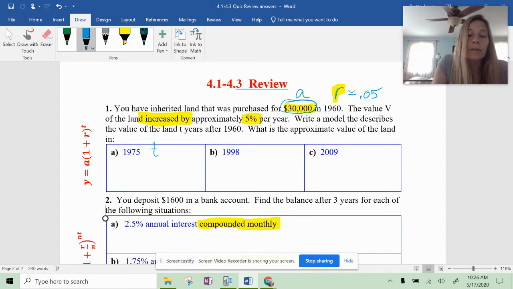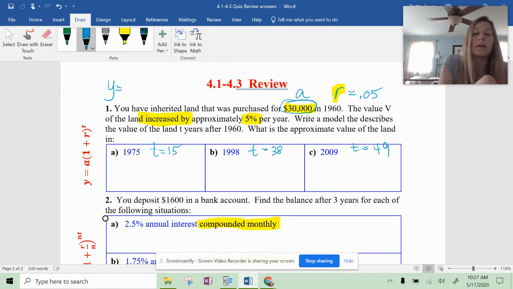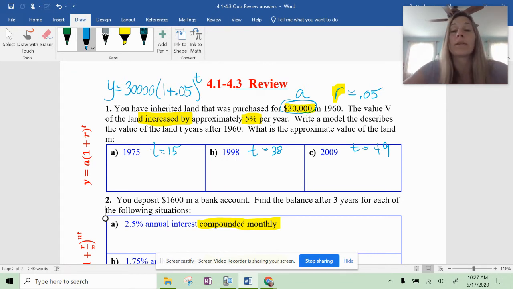Okay, so in 1975, this is going to be 15 years later, so that would be T equals 15. In 1998, you're going to have a t equals 38, because that's 38 years later, and in 2009, your t would be 49. Now, the model that we're going to use here is going to be 30,000 times 1 plus 0.05 raised to t. And obviously, we can simplify that to be 1.05.